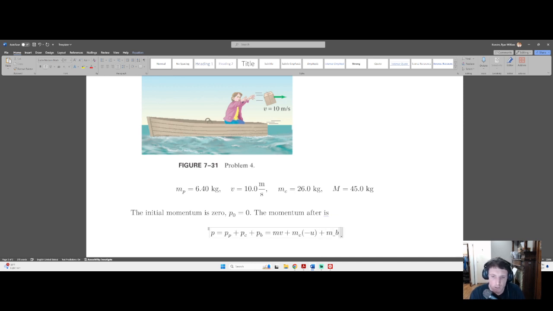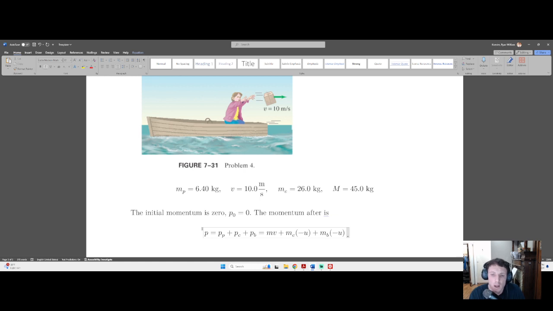And then the mass of the boat is also going to be negative u. But, whoa, okay, let me rewind for a second there. The momentum of the boat is also going to depend on negative u. So I wrote the correct thing. I said something wildly inaccurate, but I wrote the correct thing.